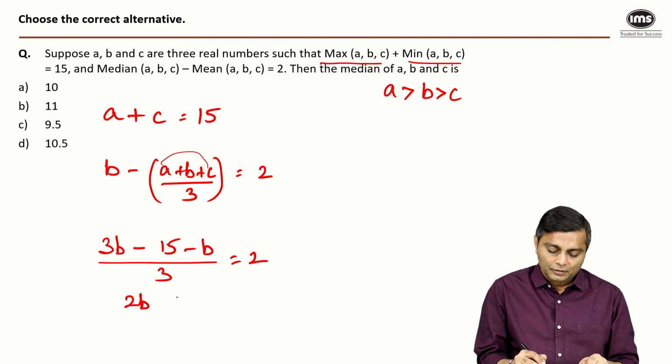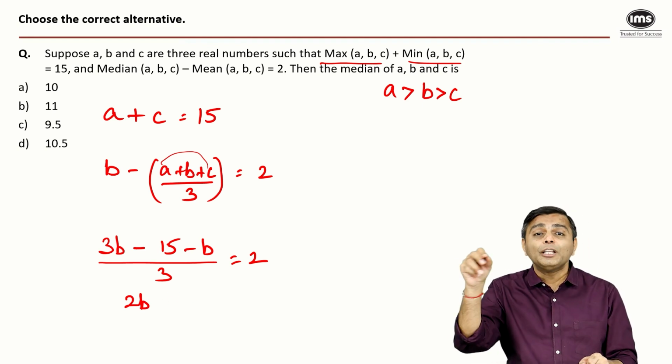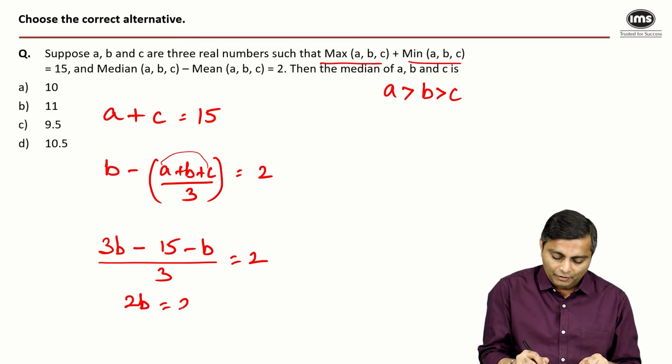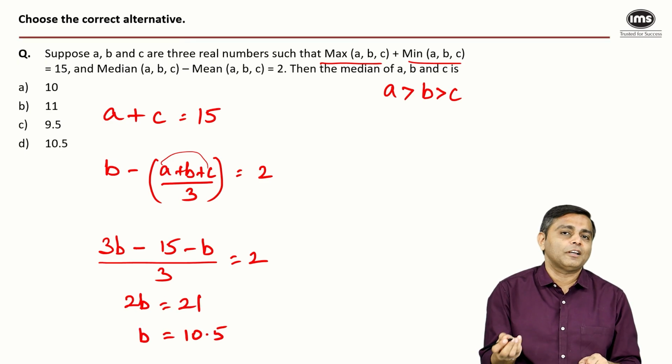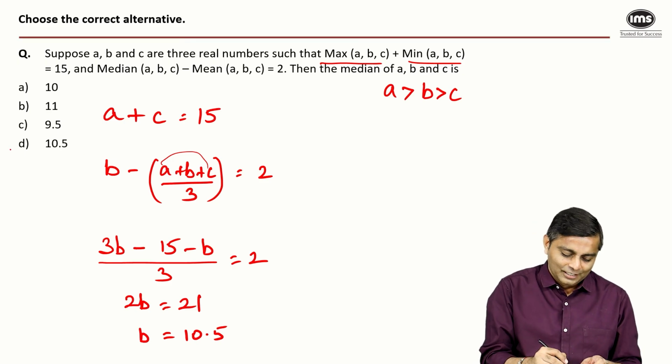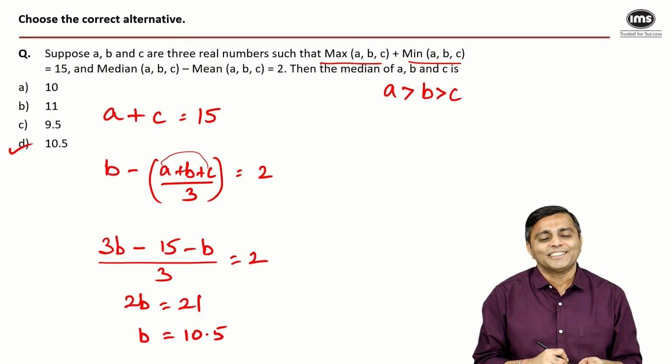So 3B minus B is 2B. 2B, and 3 and 2 will go there. So it becomes 6, and 15 also goes to the right hand side, becomes 21. And the sum is over. 21 by 2, 10.5. As simple as that. Okay, so we're going to say option D as our answer here.